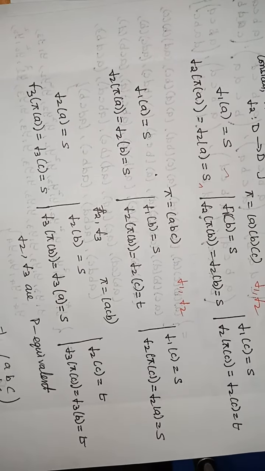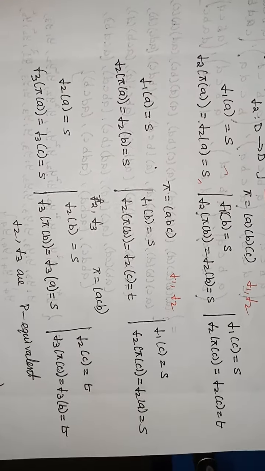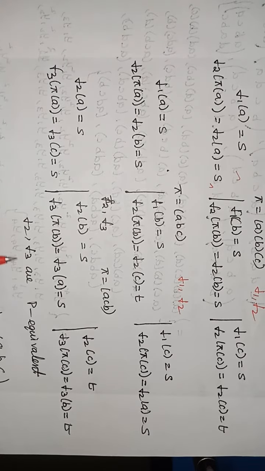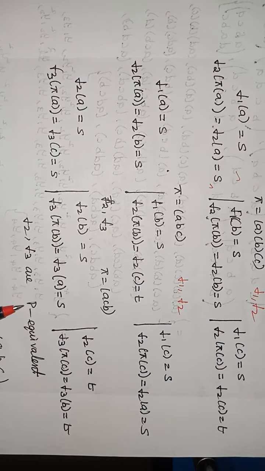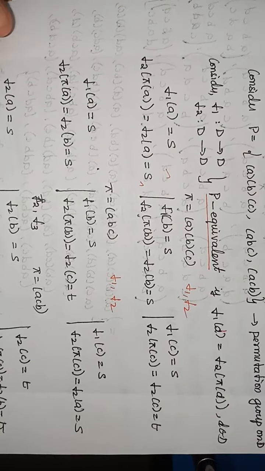So what have you learnt? We have just learnt what P equivalent is. What do we need to show P equivalent? We need two functions defined between two sets D and R, and a permutation chosen from P, which is a permutation group formed with the domain of f1, f2, f3. I choose a permutation from P and two functions from D to R, and check whether these two are equal for all the elements. If equal, they are said to be P equivalent.